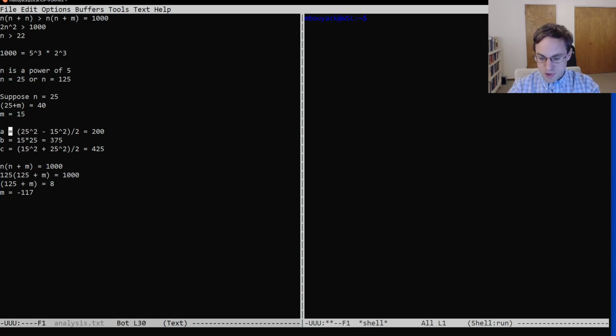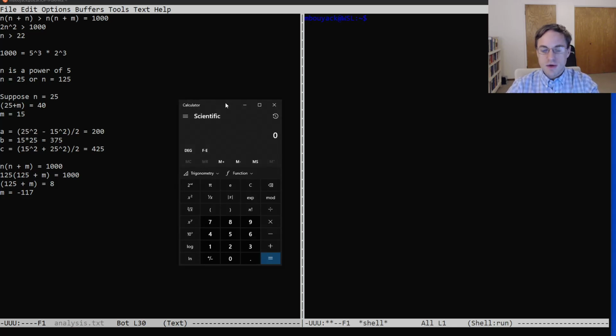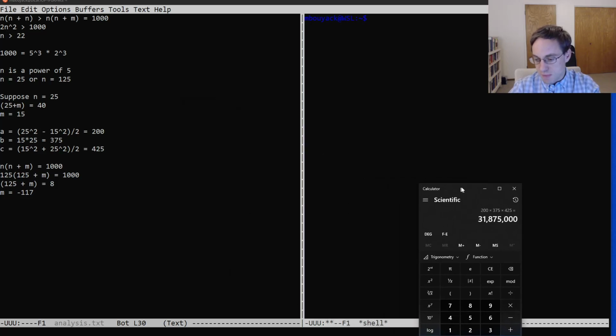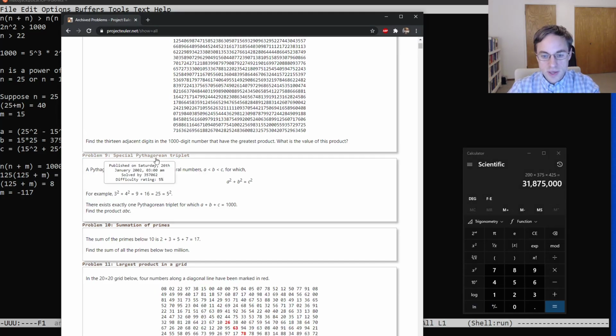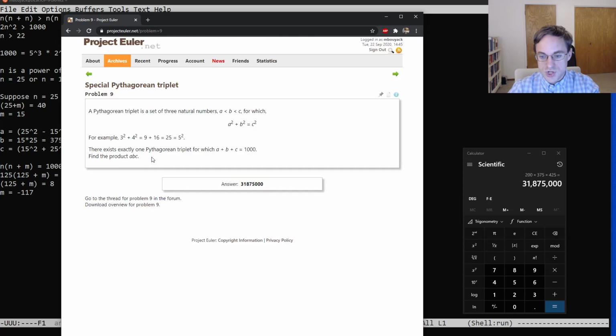So now just to finish up, we have our solution. The number that we have to provide the archive is actually the product of A, B, and C. So if we do 200 times 375 times 425, that will be our solution. As you recall, the answer to these problems always corresponds to a single integer. And so now we can go back to the archive and check that that does in fact correspond to the answer.